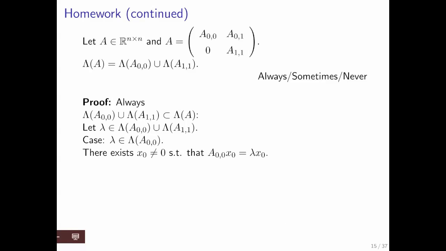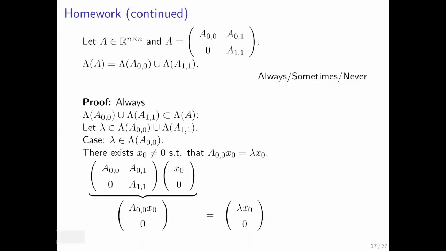If that's the case, then we know that there's a non-zero vector that satisfies this. Then we know that this is equal to that where we just pad it with zero vectors. But this is exactly this matrix times this vector. And notice that that's equal to this. And then we can pull the lambda out. So what we've just constructed is a non-zero vector such that A times x is equal to lambda times x.